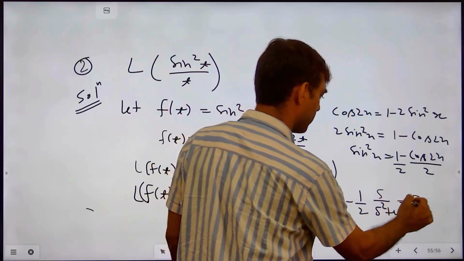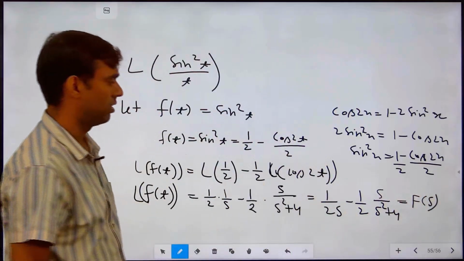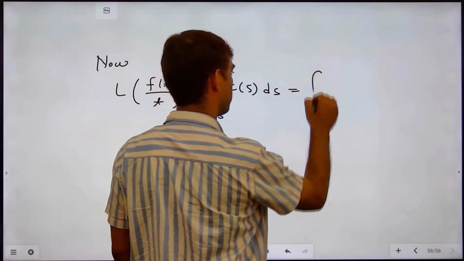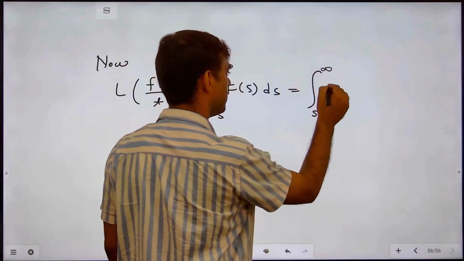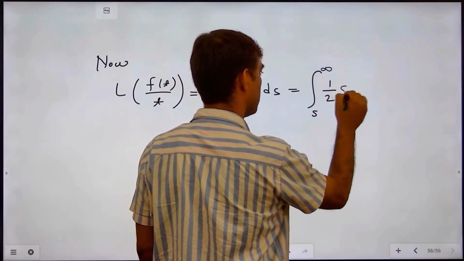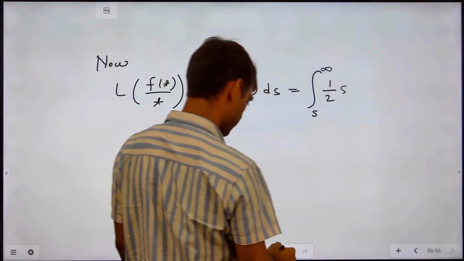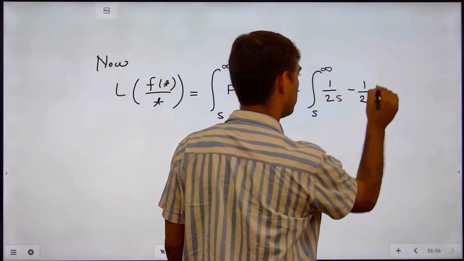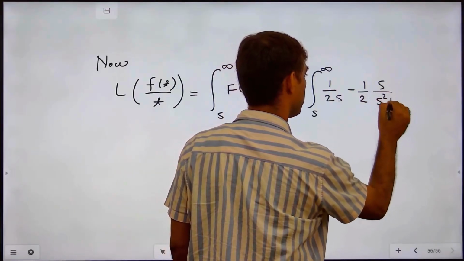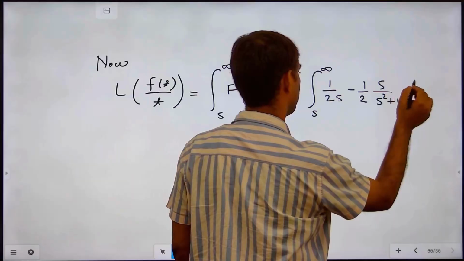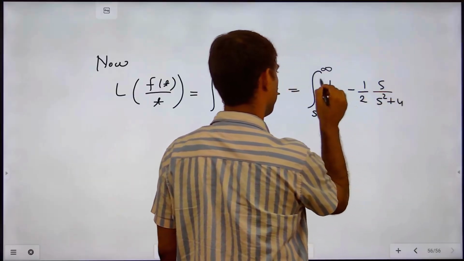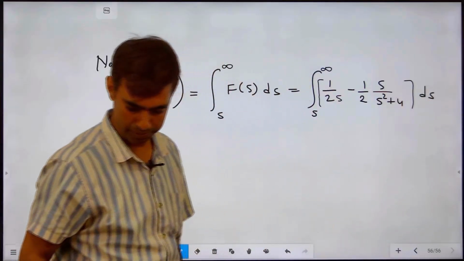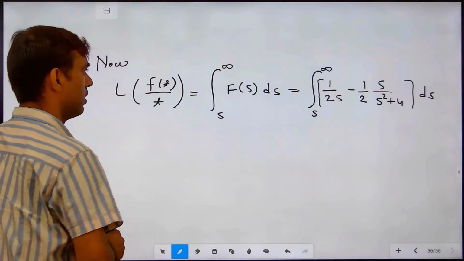This one equals F(s). So here we write F(s) = ∫ from s to infinity of [1/(2s) − (1/2)·s/(s²+4)] ds.